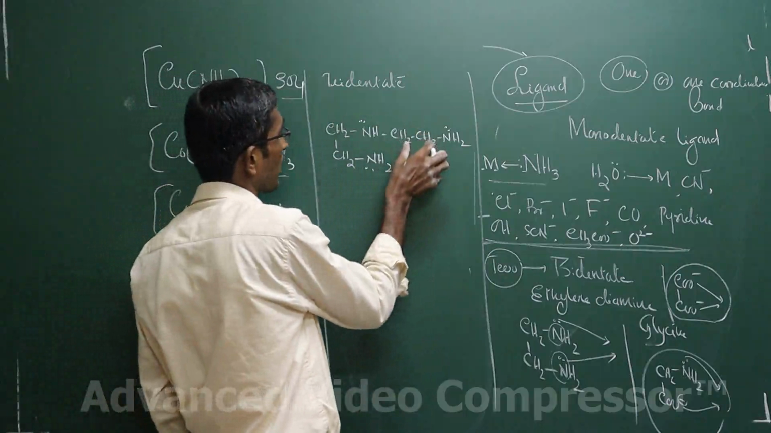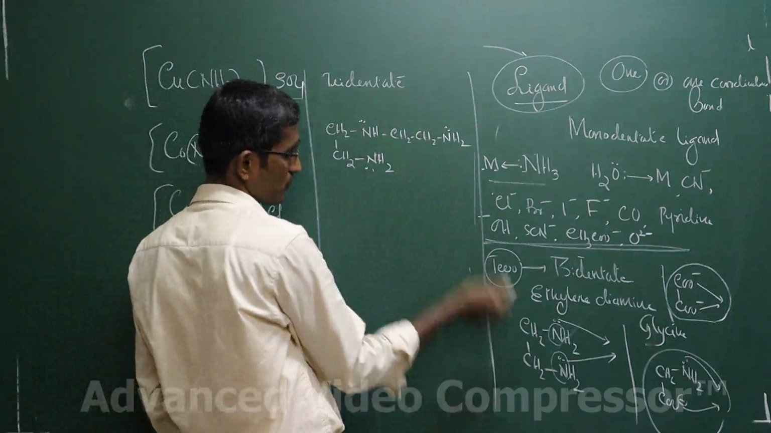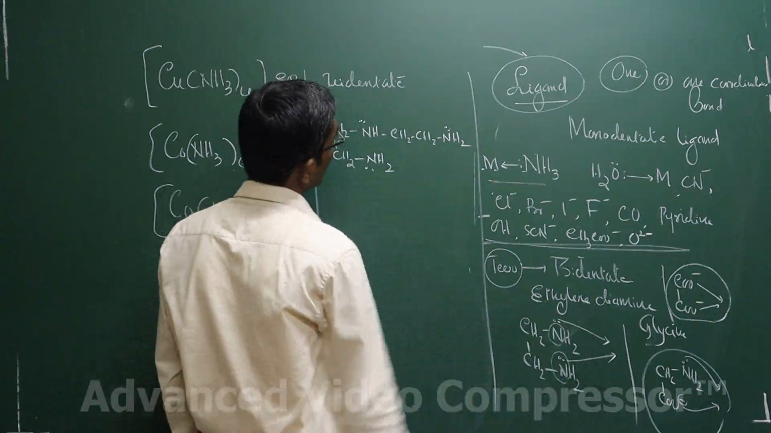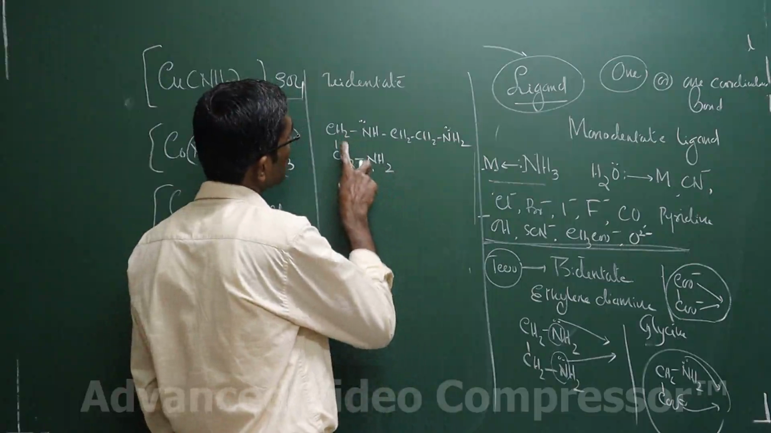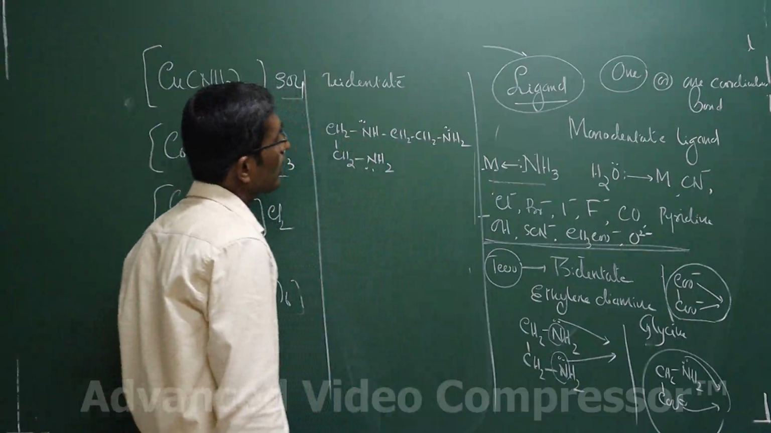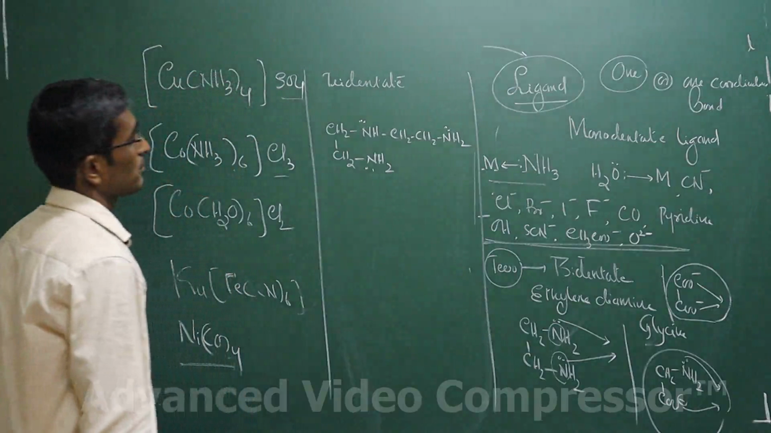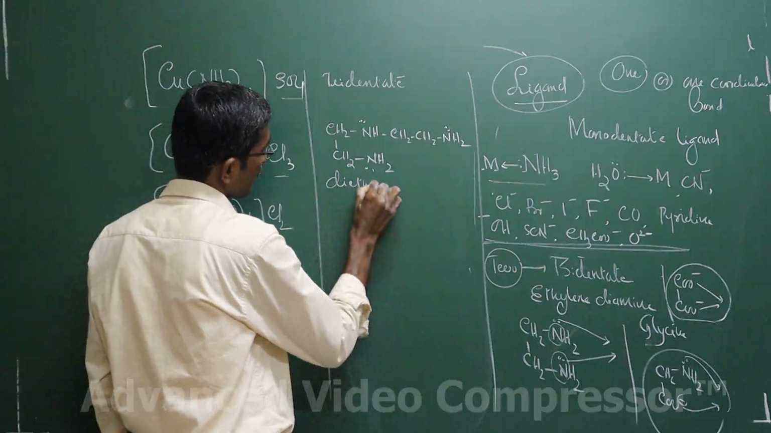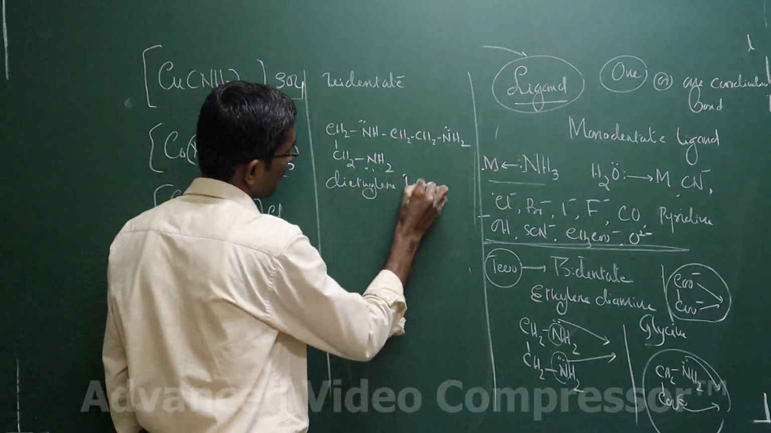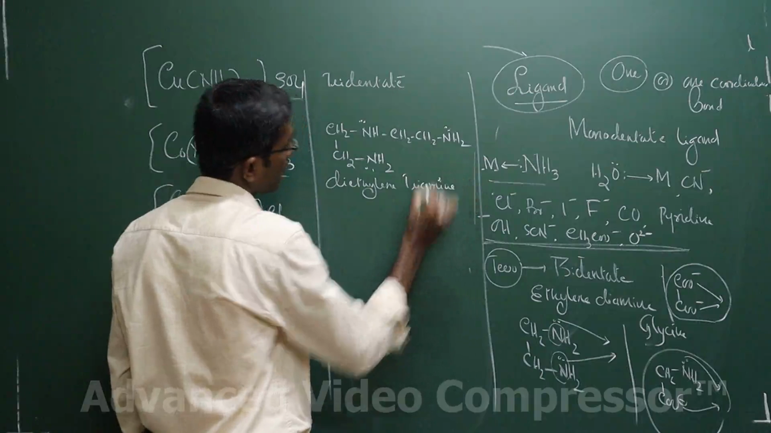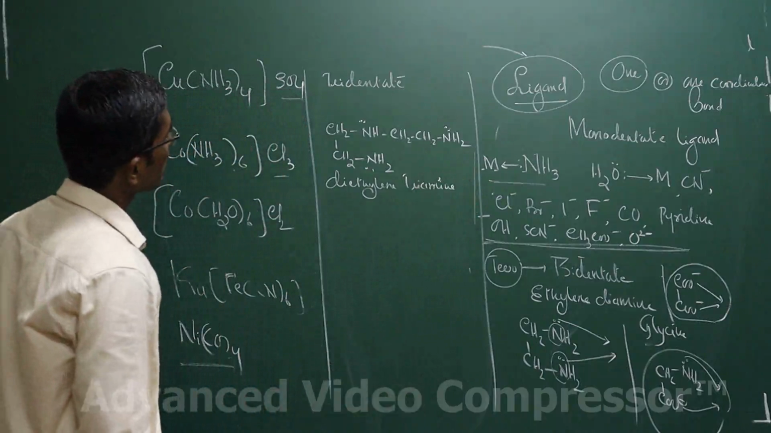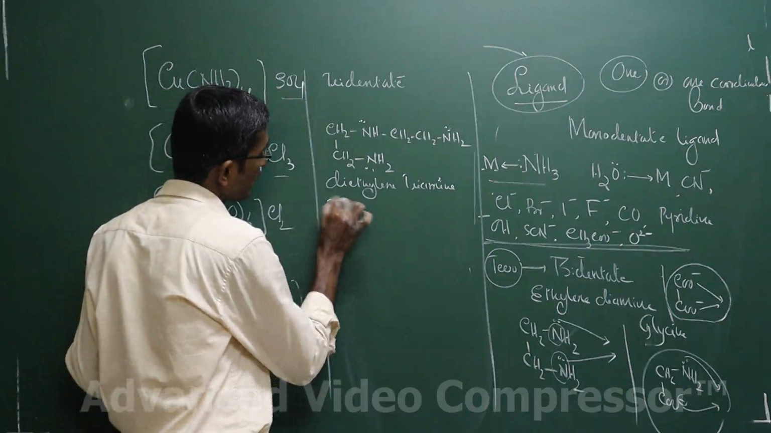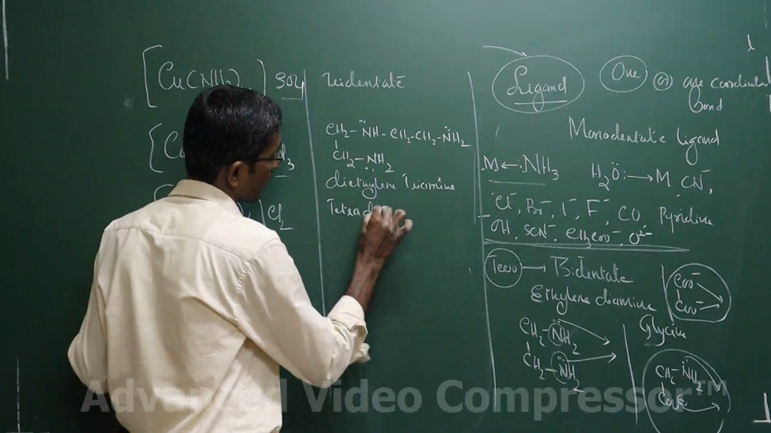This is ethylene diamine, right? This is diethylene triamine. Diethylene triamine, it is. This is an example. So in the same way you can have the tridentate ligand, and the tetradentate ligand also you can have.